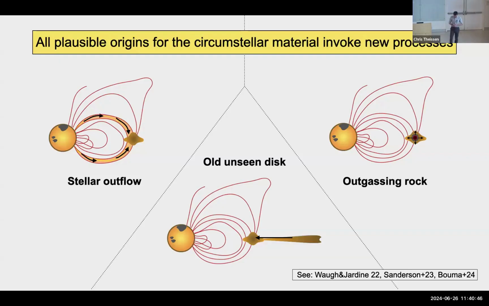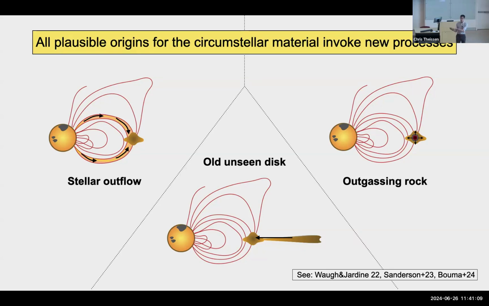Okay, big picture. What have we learned? Why do we care? Well, I think the million-dollar question with these objects now isn't where does the circumstellar material come from necessarily, or actually, I should rephrase that. The big picture isn't, is there circumstellar material? Because I think we've shown that. The question is, where does it come from?